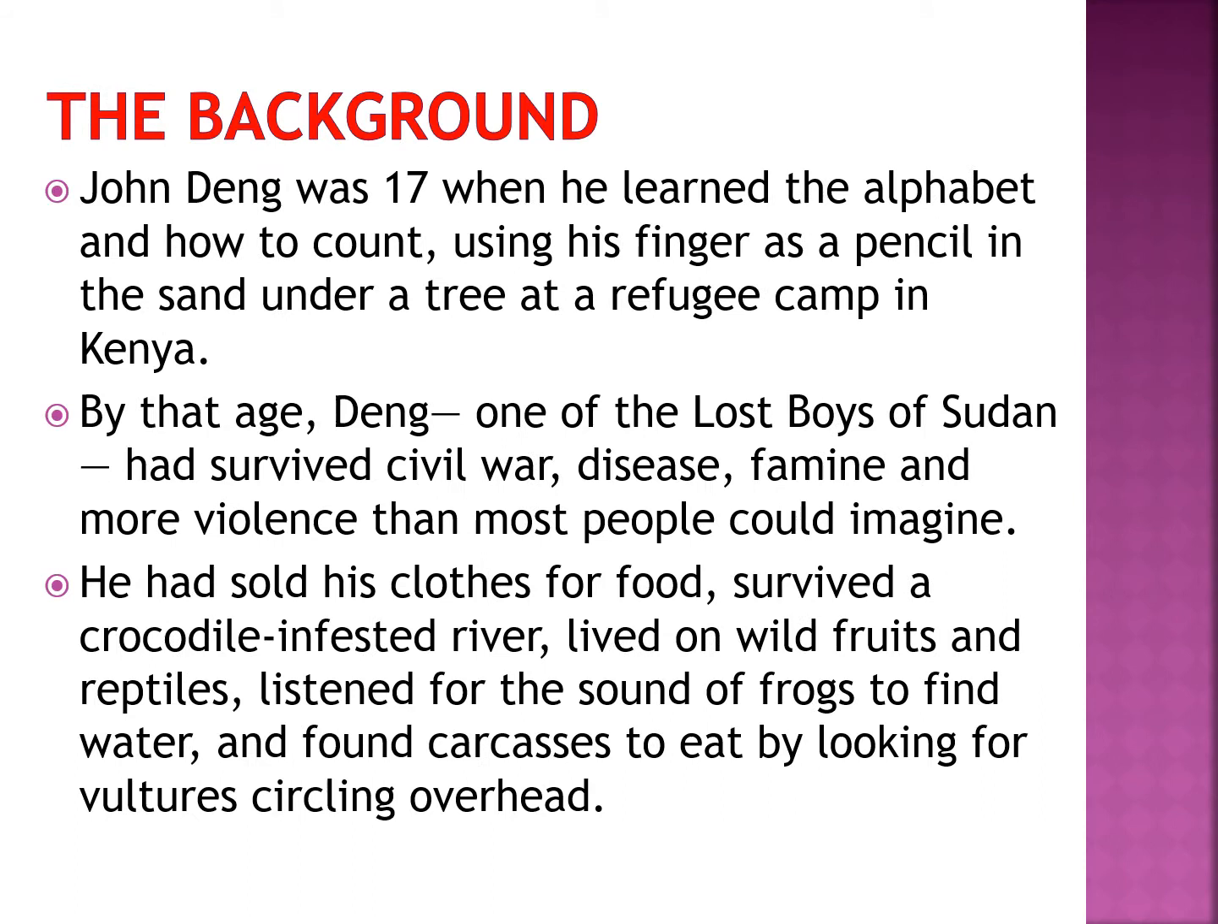The background: John Deng was 17 when he learned the alphabet and how to count, using his finger as a pencil in the sand under a tree at a refugee camp in Kenya. By that age, Deng, one of the lost boys of Sudan, had survived civil war, disease, famine, and more violence than most people could imagine.